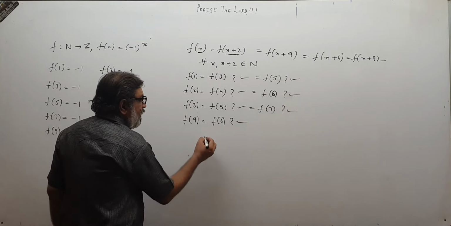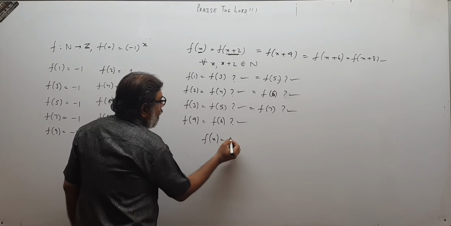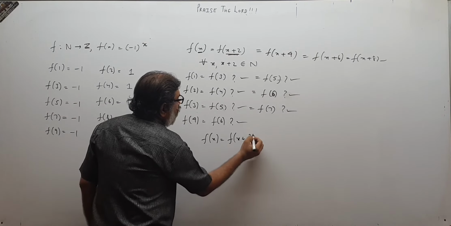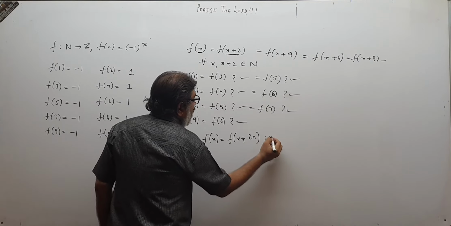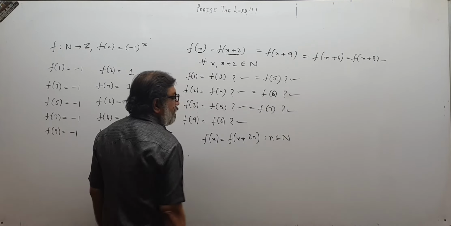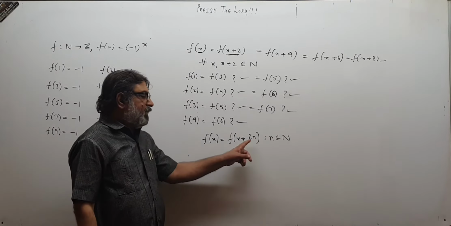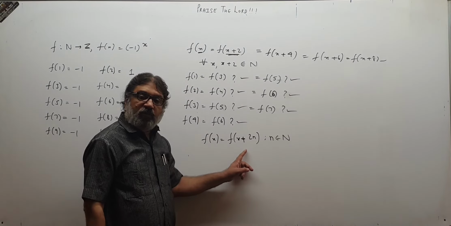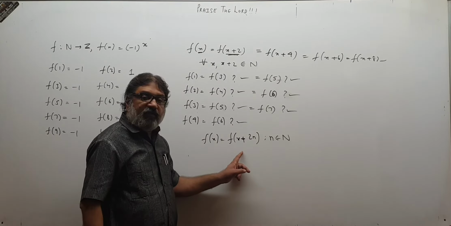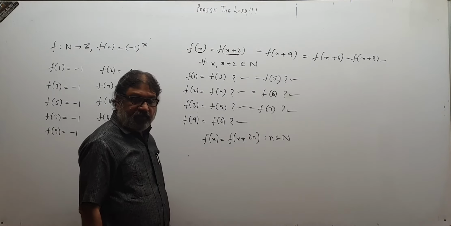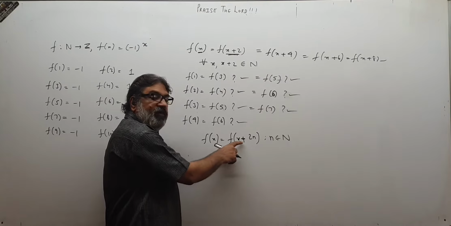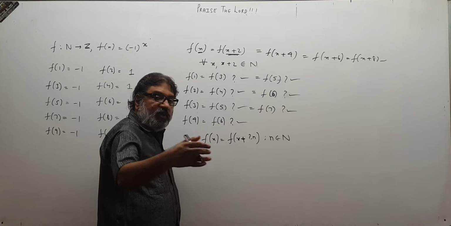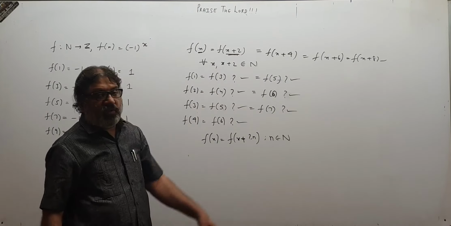So I will say f of x is f of x plus 2n, where n is a natural number. If n is 1, then f of x is f of x plus 2. If n is 2, it will be f of x plus 4, like this. F of x is f of x plus 6, f of x is f of x plus 8 by taking n as 1, 2, 3, 4. They all are equal, we know that.